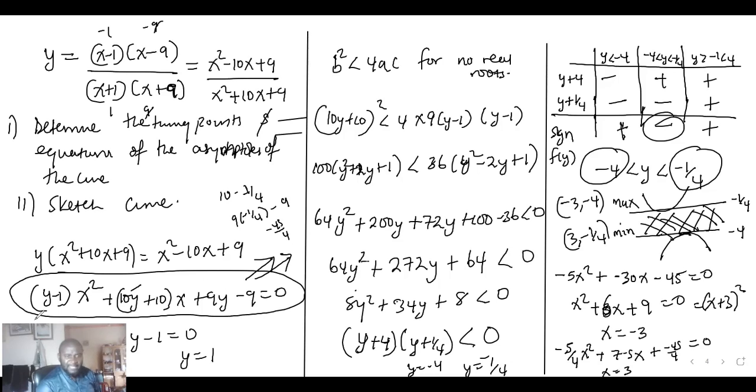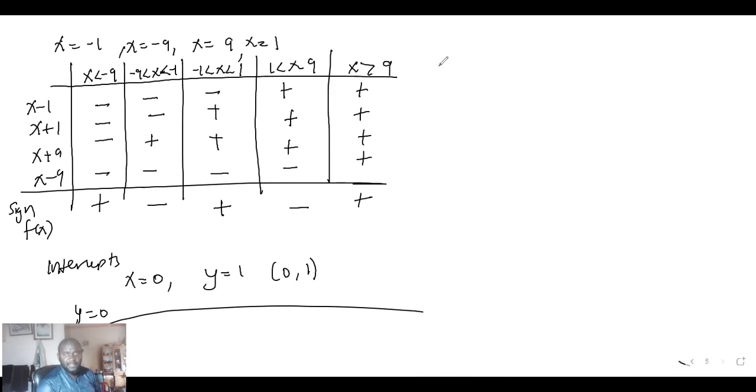When you put Y is 0, you will get X squared plus 10X, or you equate the numerator to 0. When you equate the numerator to 0, you get X is 1 and X is 9. So X is 1, X is 9. You will get the points (1, 0) and (9, 0).